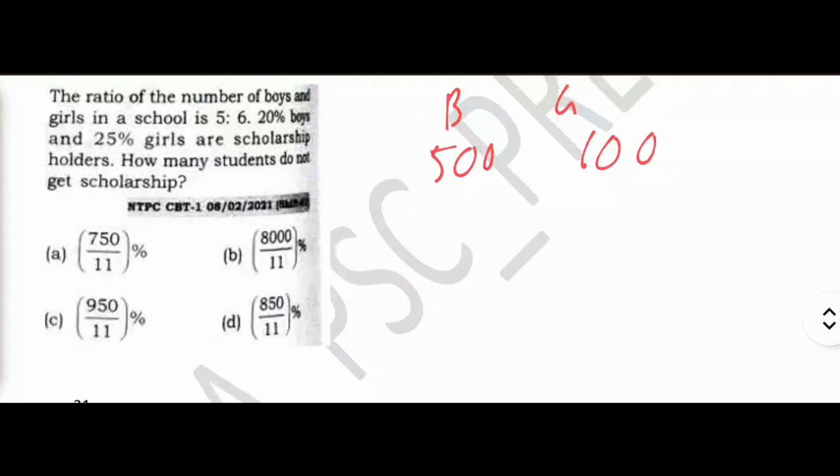20% of the boys and 25% of the girls get the scholarship. How many students do not get this scholarship? Okay, 20% means 1/5, that is 100, and 25% of the girls means 1/4, 150.